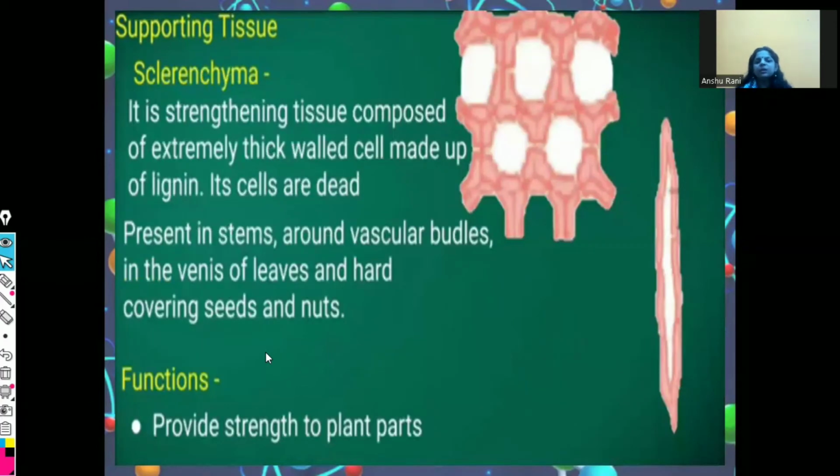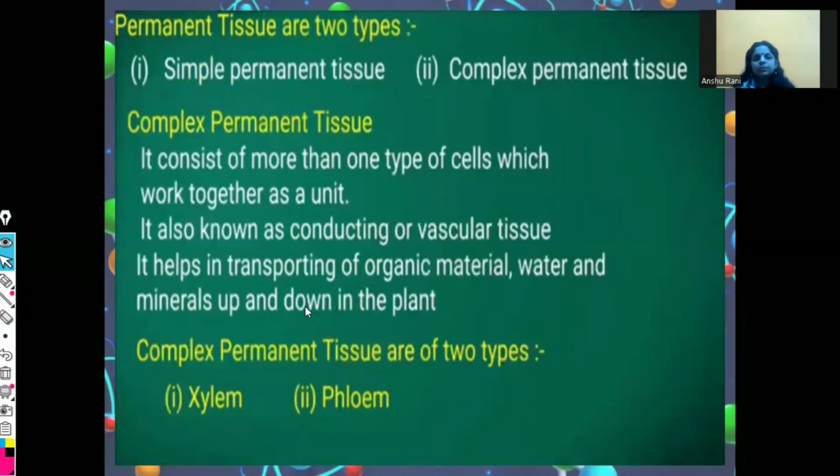Then we have sclerenchyma. It provides strengthening tissues. It is extremely hard. They are made up of dead cells. जैसे कोकोनट के ऊपर हस्क होती है, आपके अखरोट वॉलनट के ऊपर कवर होता है, या almonds के ऊपर जो कवर होता है, they are made up of sclerenchyma cells. They are found in vascular bundles and in the covering of seeds and nuts. It provides strength to the plant.